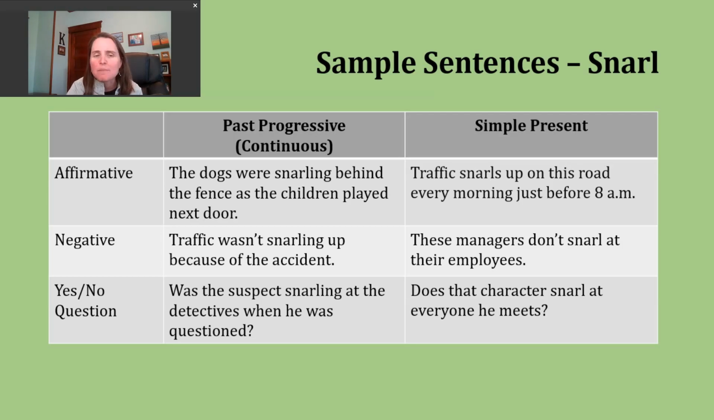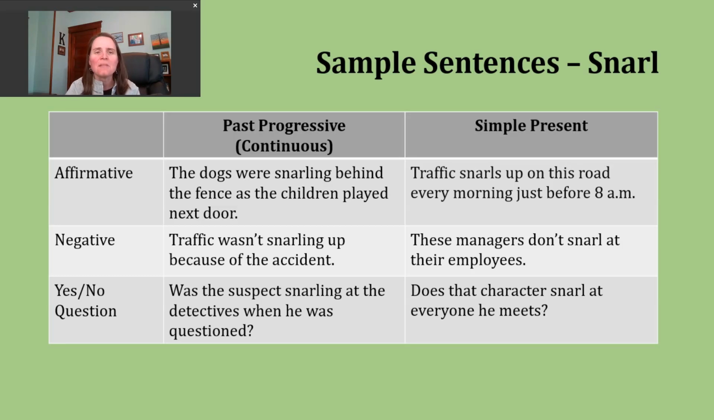I've used one in my example here. Traffic wasn't snarling up because of the accident. It's another frequent way you'll see this particular verb used in connection to traffic jams, congested roadways, kind of that idea that's a little closer to that third definition, like things are almost knotted up and not progressing or continuing down the roadway.